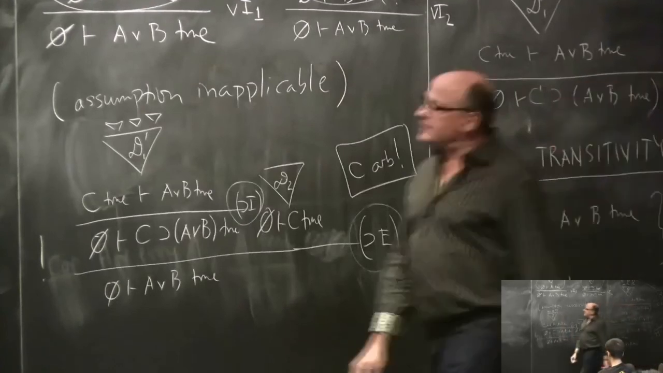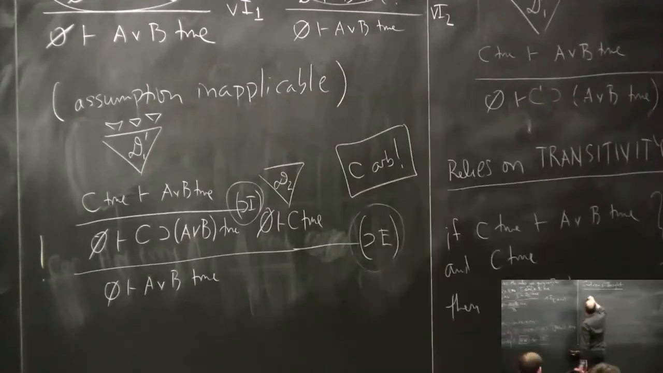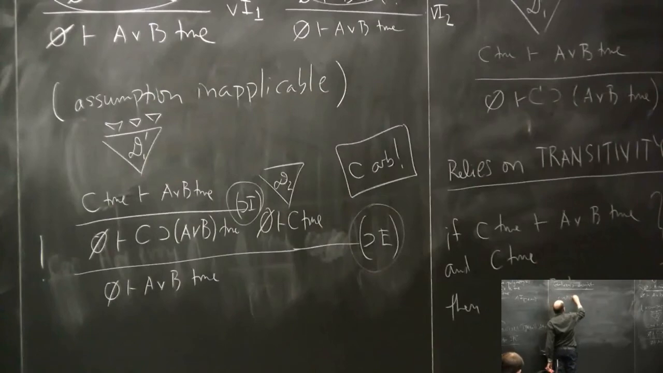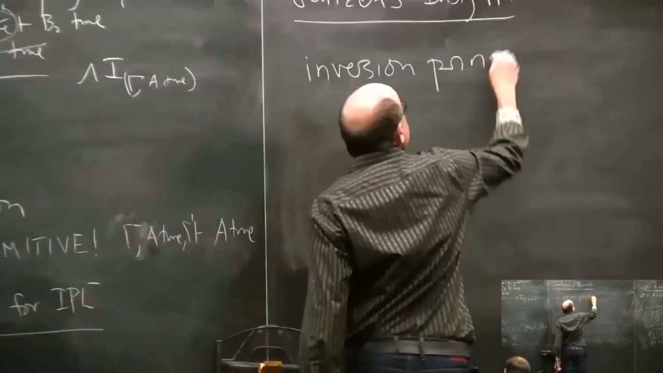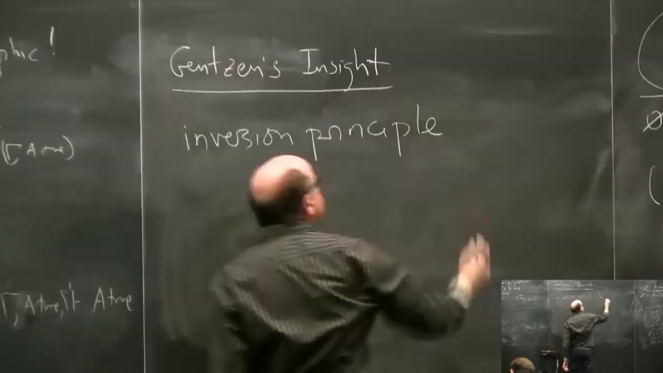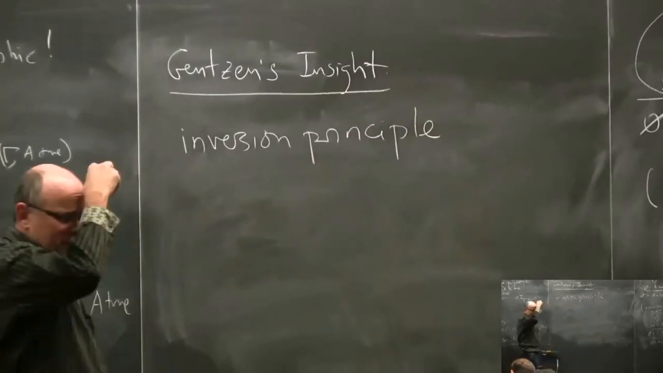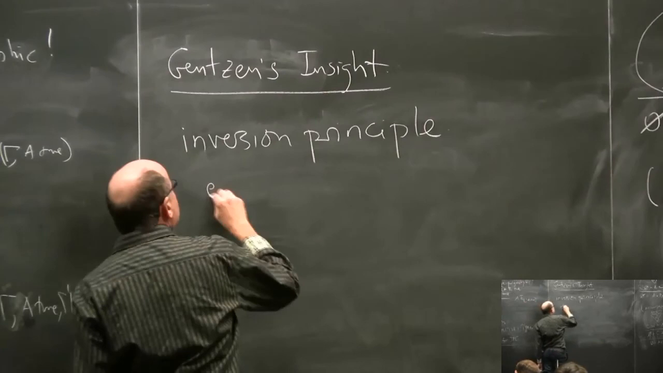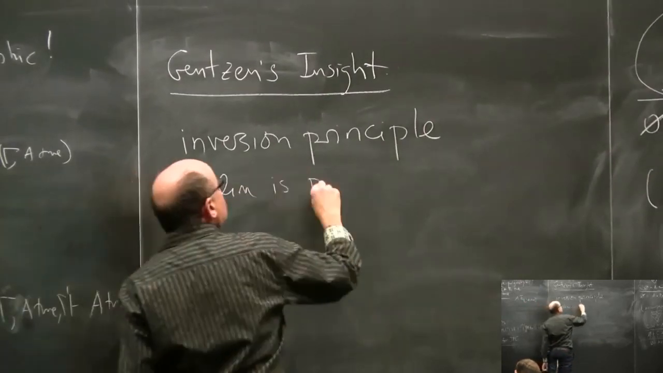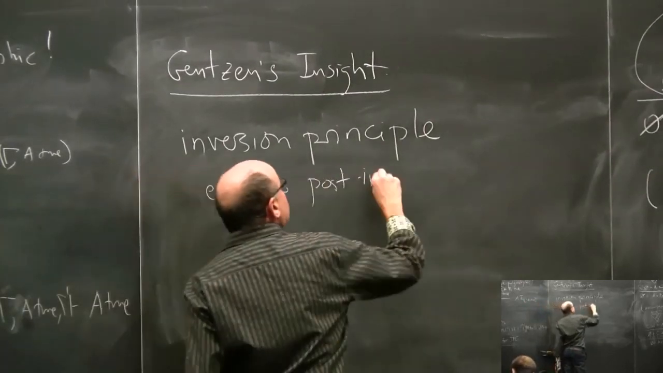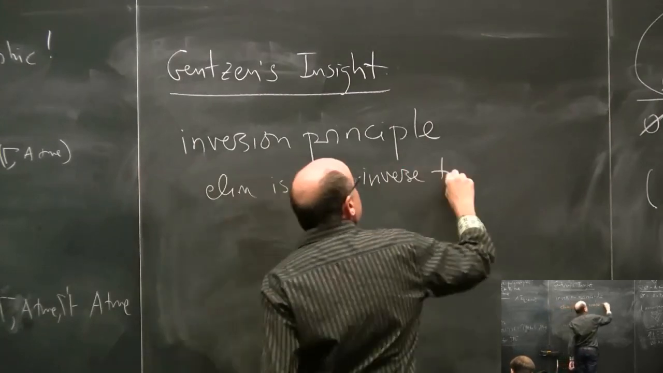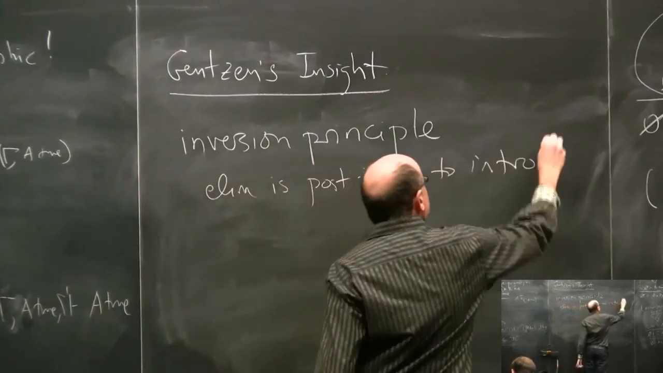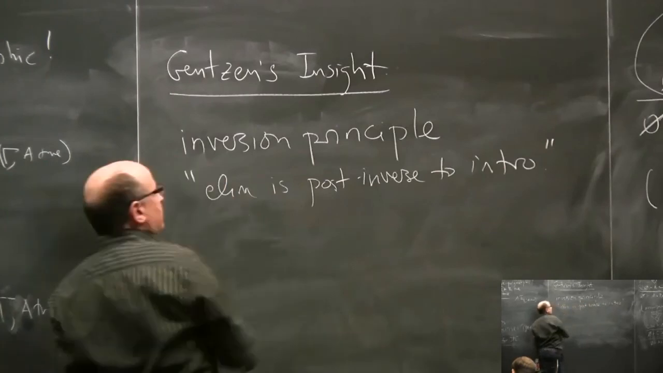So Gentzen's key insight is the inversion principle. And why is it so interesting? The reason is that this is the origin of computation. The inversion principle says informally that elim is post-inverse, at the very least, to intro. I'll write it like that.